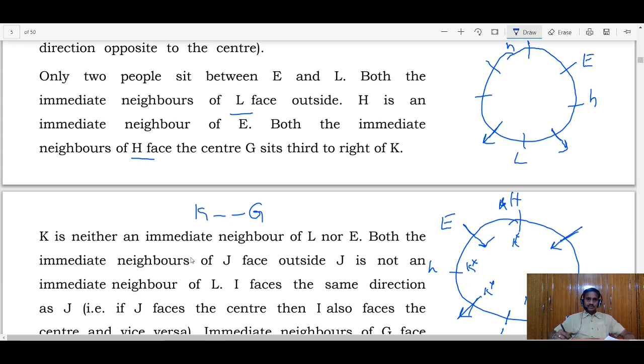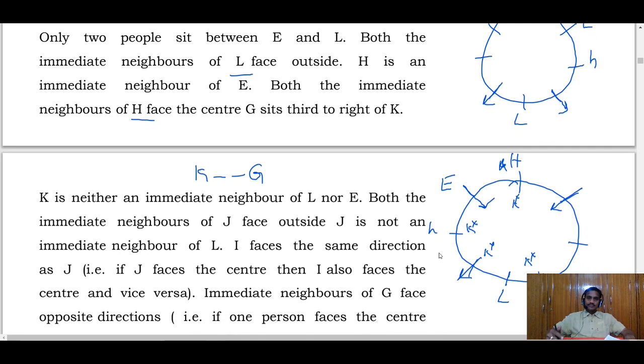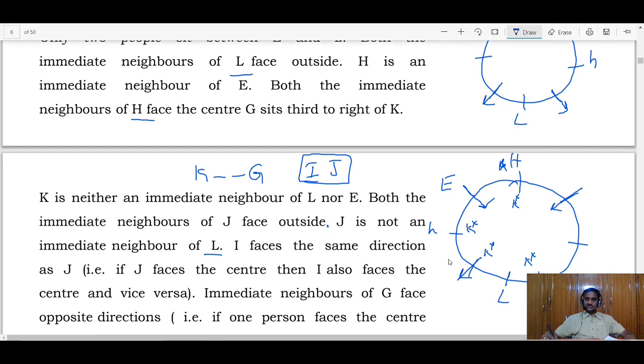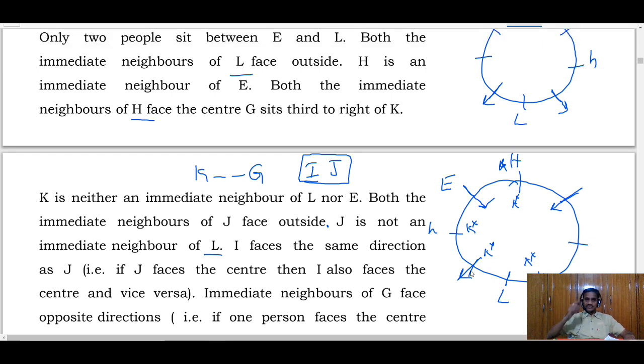And next one, both the immediate neighbors of J face outside. J is not an immediate neighbor of L. I face the same direction as J. I and J are facing the same direction. Both the immediate neighbors of J face outside.